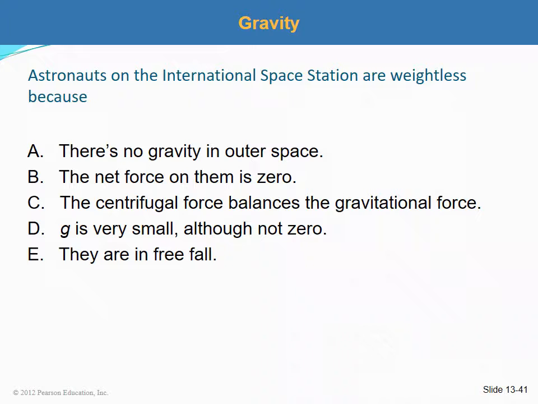Astronauts on the International Space Station are weightless because A, there's no gravity in outer space, B, the net force on them is 0, C, the centrifugal force balances the gravitational force, D, g is very small, although not 0, or E, they are in free fall. The answer is E. The astronauts are in free fall.